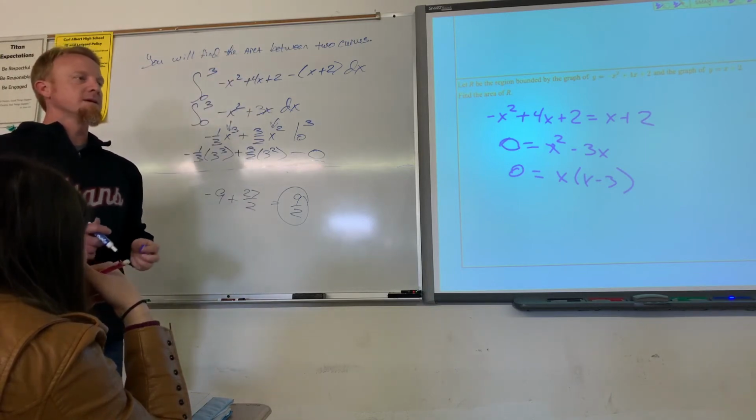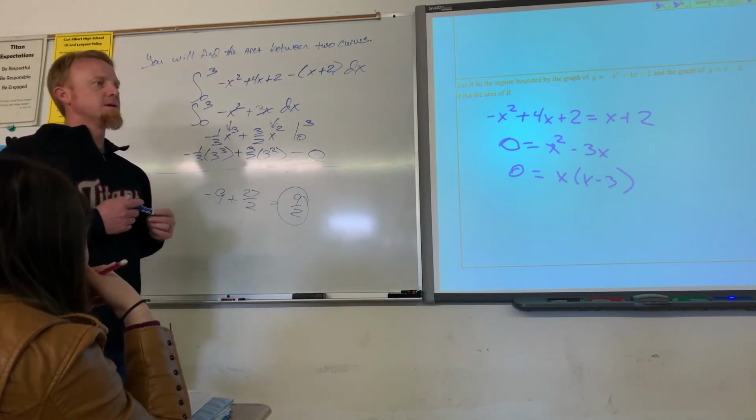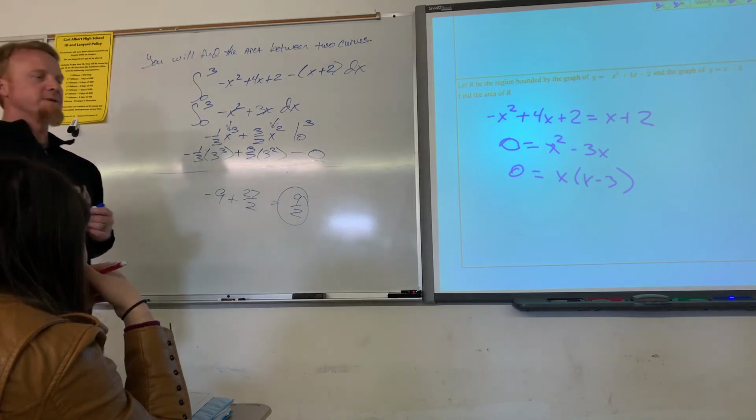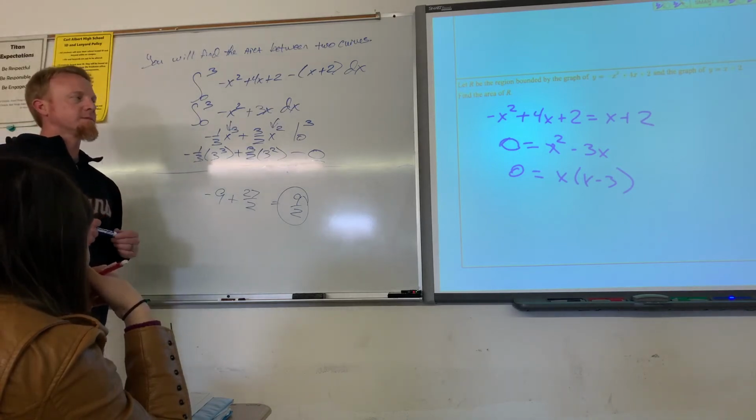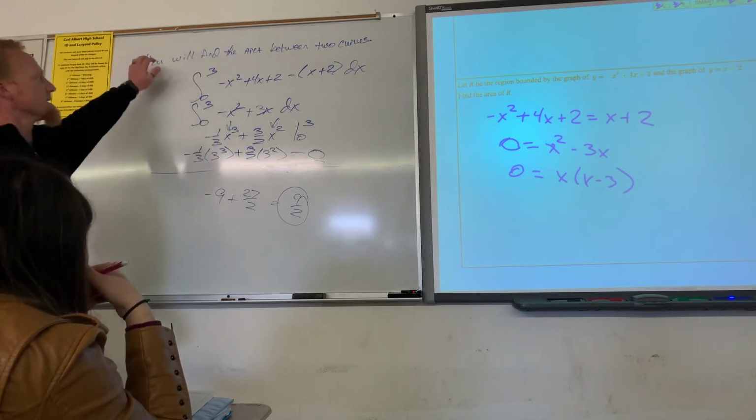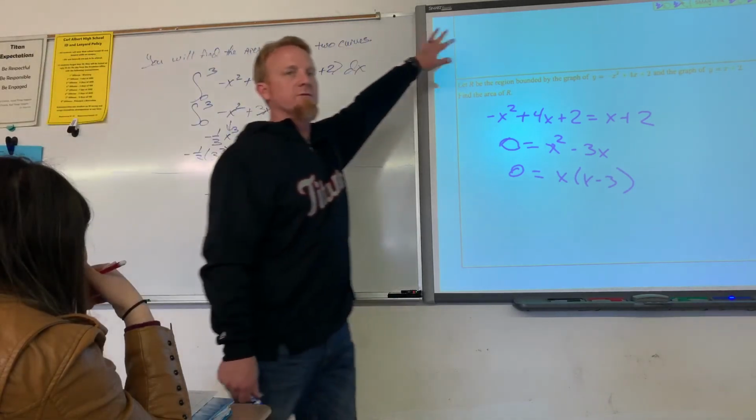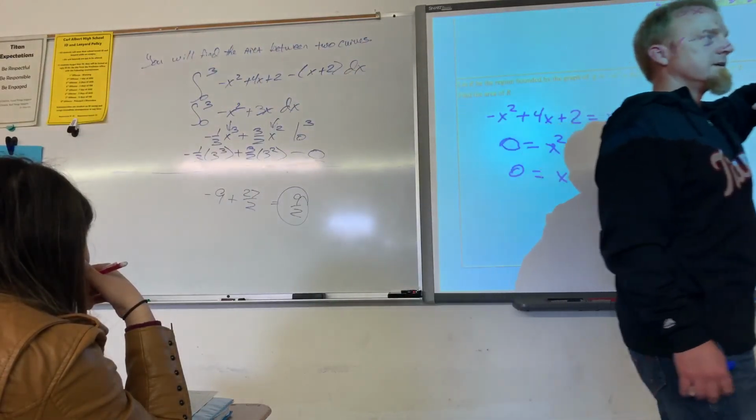What if where it is on the graph it's negative? Doesn't matter. It's always going to be positive. Okay? Alright, so that's finding area between two curves. It's pretty easy, honestly.